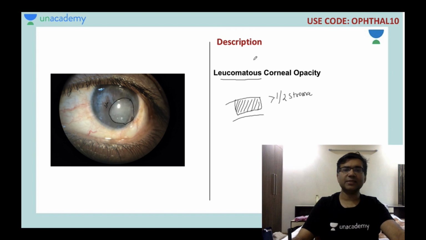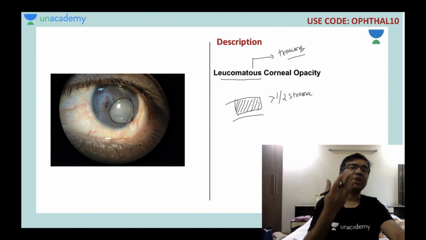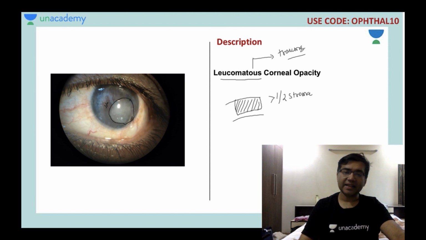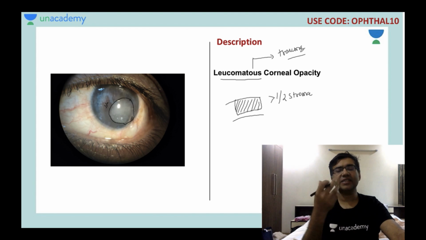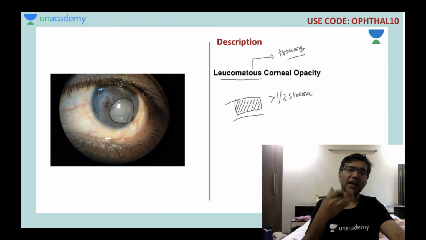Leucomatous opacity is more commonly seen when there is a trauma to the eye, or let's say a perforated corneal ulcer. In that case also, when it heals with fibrosis, you can have a leucomatous corneal opacity there.